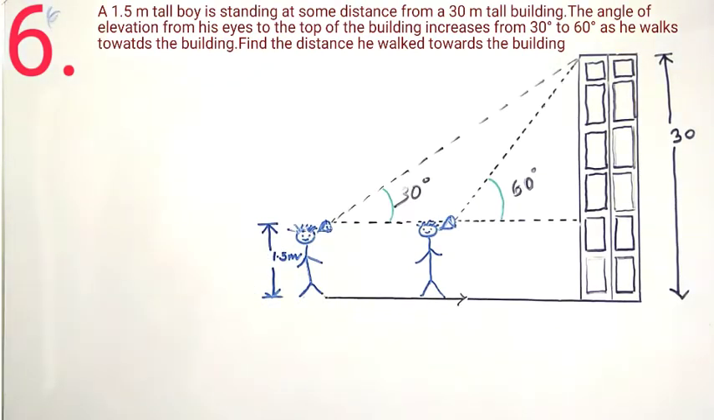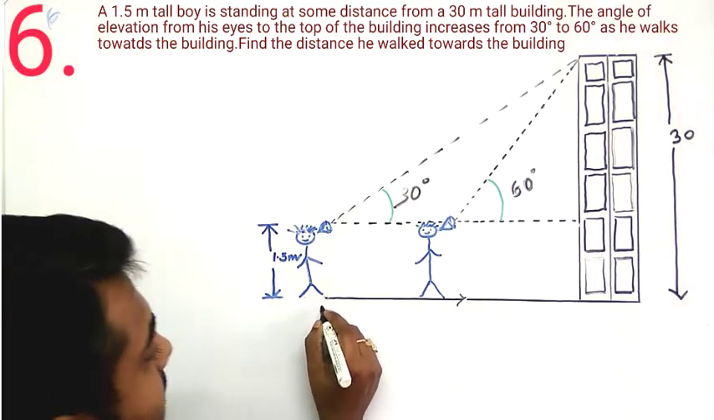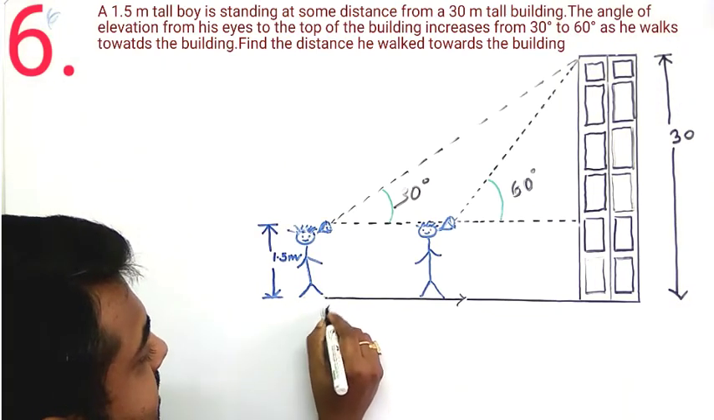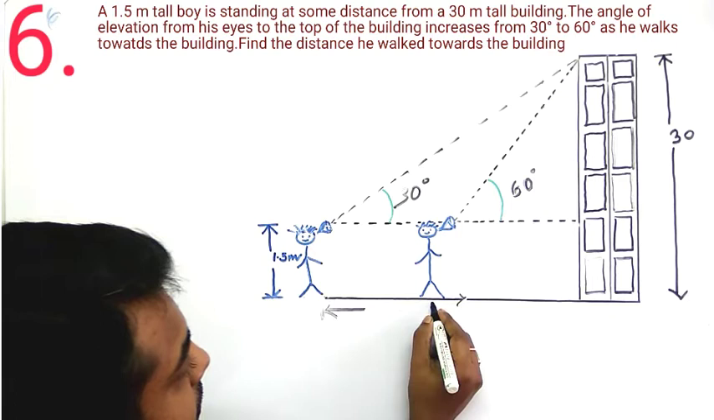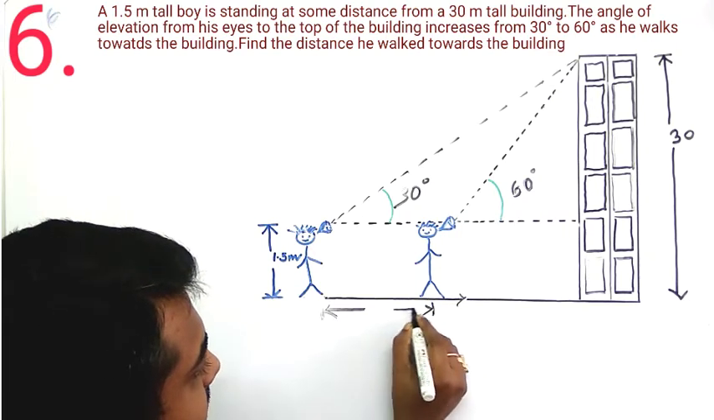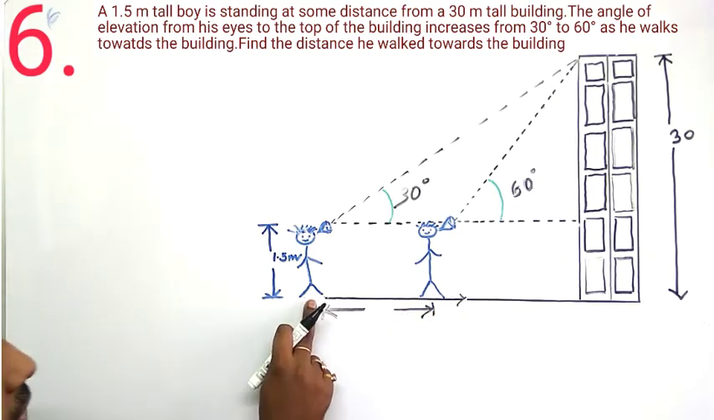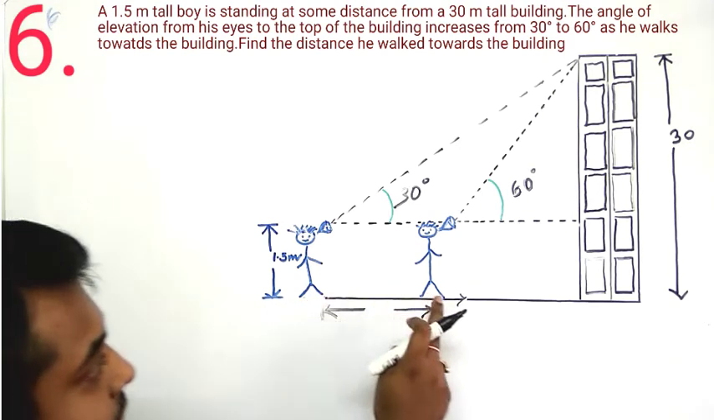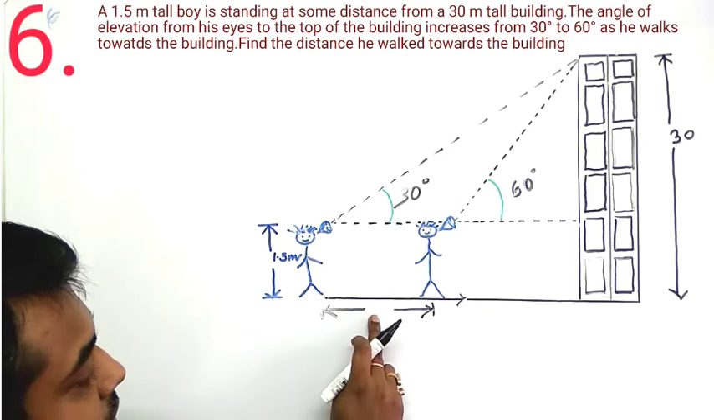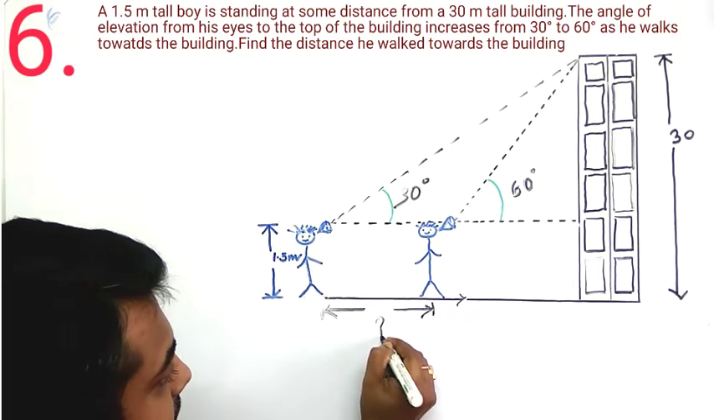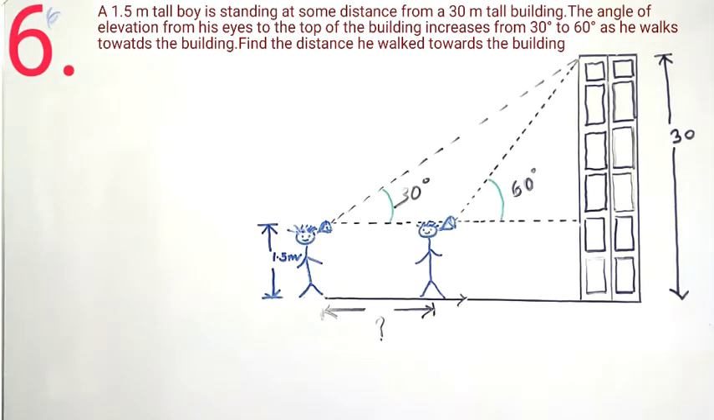Find the distance that he walked towards the building. Your question is to find this distance he walked. It was his initial position, now he walked from here to here. So what is the distance he covered?